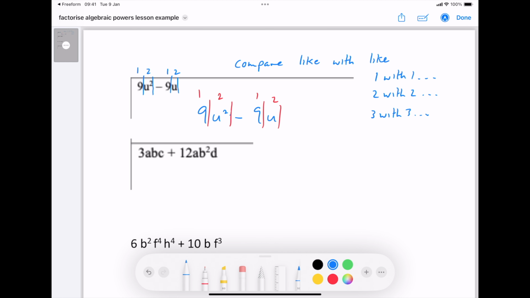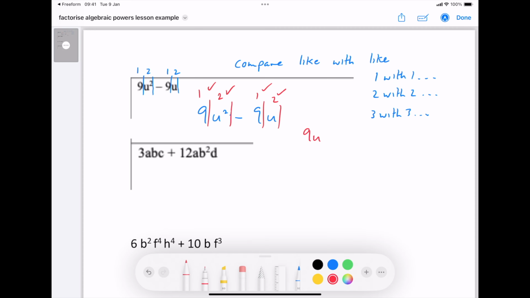Okay, so in the first bit, we need to compare term 1 with term 1. So what's the highest thing that goes into 9 and 9? Well, the answer is obviously 9, so that's that done. Then we compare terms 2. So what's the highest thing that goes into u squared and u? The answer is u. So now they're compared.